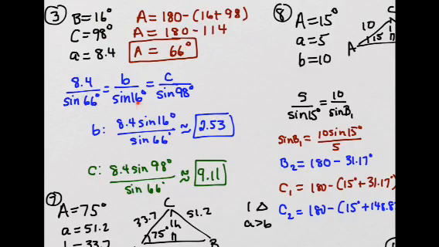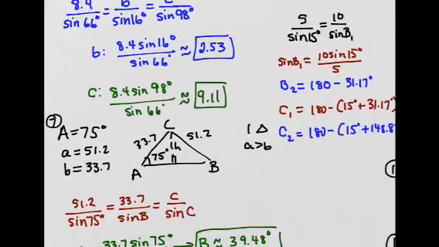Then you set up the law of sines. To find side B, you cross multiply, and you get this. Here's the setup for that for your calculator. For side C, again, you cross multiply. Use this ratio right here. So 8.4 times this divided by sine 66 to get C. And so here's the setup. Here's the answer.